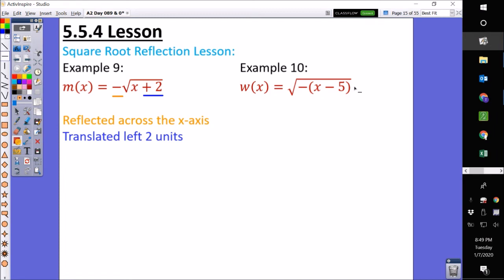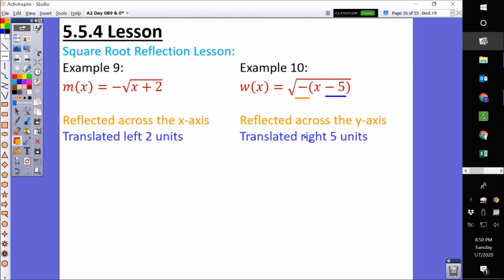For this example, the minus 5, since it's inside behind the x, is going to translate right 5 units. So again, the negative that's inside the square root in front of x is reflected across the y-axis, and then the minus 5 that's inside behind the x is translated right 5 units. And as I stated before, we want the negative sign to be separate from the minus 5. If you distribute the negative to the minus 5, that's going to become a plus 5.